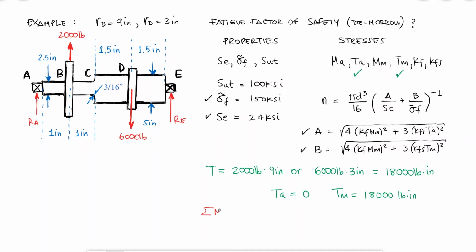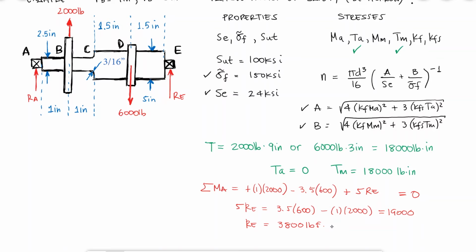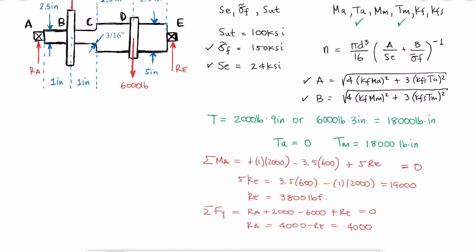For this, I would find a positive moment from the force at B, a negative moment from the force at D, and a positive moment from the force at E. From a sum of forces in the y direction, and assuming RA is a positive reaction, I would be able to solve for that reaction. With these values, I can create shear and bending moment diagrams.